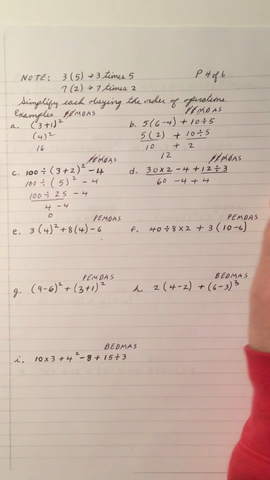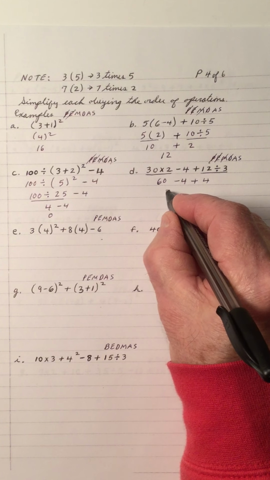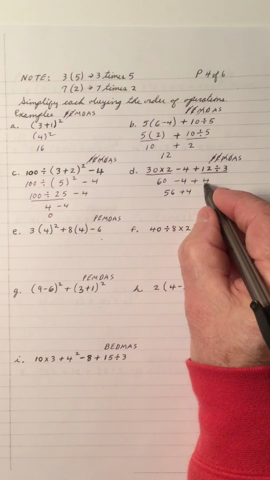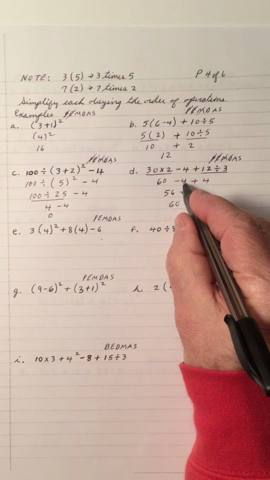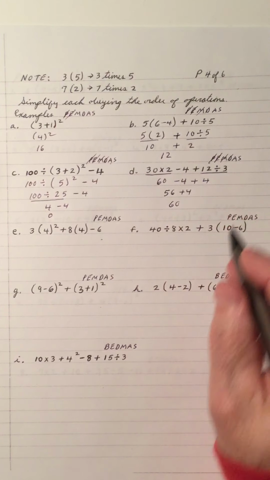Now I have to add and subtract from left to right. So 60 subtract 4 is 56, and 56 add on 4 is 60. I could have subtracted these two, but let's obey the order: subtract first and add after.